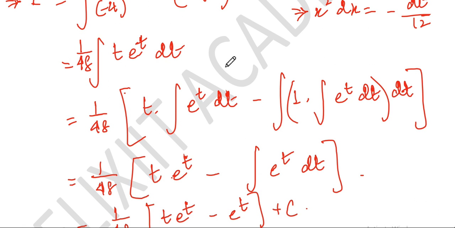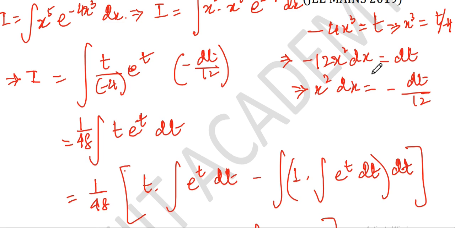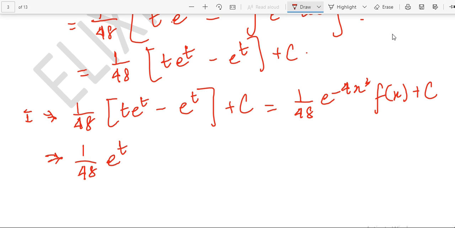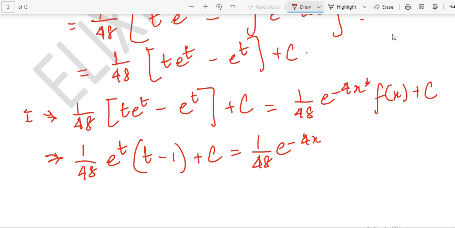Okay, we have not yet replaced the value of t. T was minus 4x cube. So we can simply replace the value of t. We can take e to the power t common and write this as t minus 1 plus c equals 1 by 48 into e to the power minus 4x cube into fx plus c. Now simply replace the value of t.